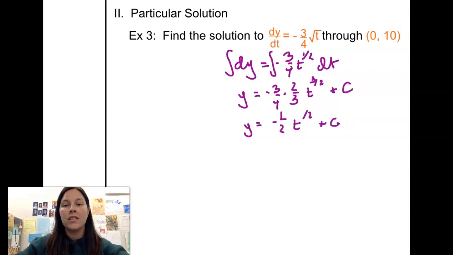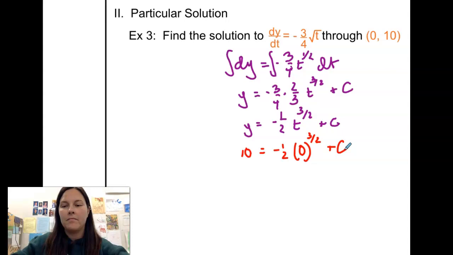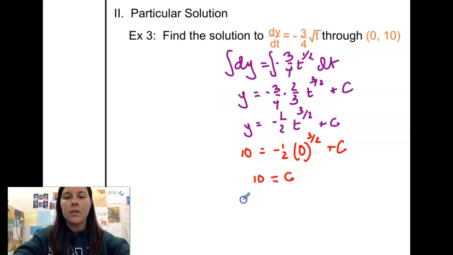This one had an initial condition, the point (0, 10), so I'm going to sub in 10 for y. Sub in 0 for t. And solve for c. Of course, 0 to any power is still 0, so we're left with 10 equals c. So our equation is y equals -1/2 t to the 3/2 power plus 10.